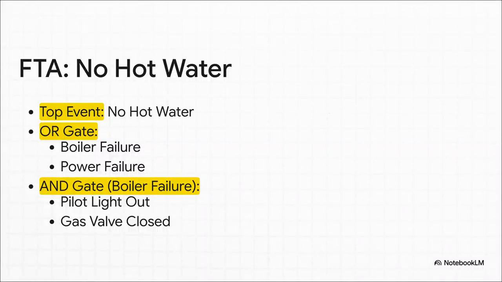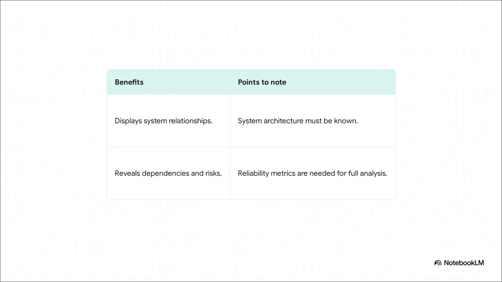But now look under boiler failure. For that specific failure to happen, the pilot light has to be out and the gas valve has to be closed. That AND gate shows you that you need multiple conditions to be true at the exact same time. So what the FTA does, better than almost anything else, is visualize those hidden dependencies and risks in a system. But there is a catch. To use it right, you have to know your system inside and out. I mean, you need the blueprints, the process flows, the real-world knowledge of how every single piece connects.